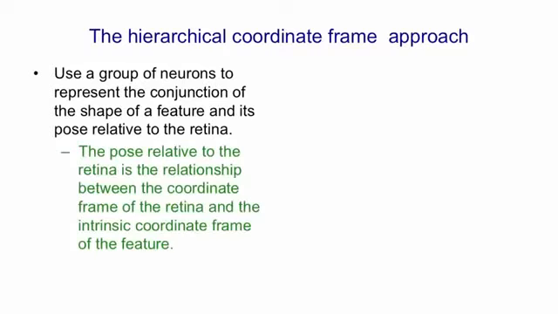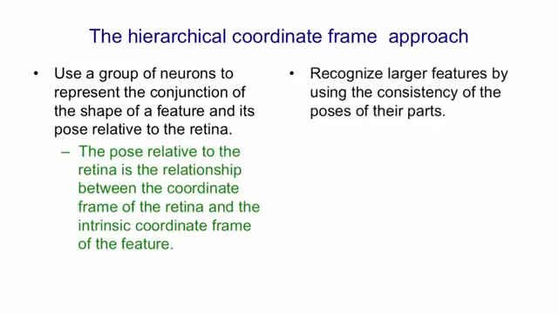If you think about representing the pose of something, that's really a relationship between two coordinate frames. So it's a relationship between a coordinate frame embedded in the thing and the coordinate frame of the camera or retina. So in order to represent the pose of something, we have to embed a coordinate frame within it. Once we've done this, and we have a representation of the pose of parts of objects relative to the retina, it's easy to use the relationships between parts to recognize larger objects.